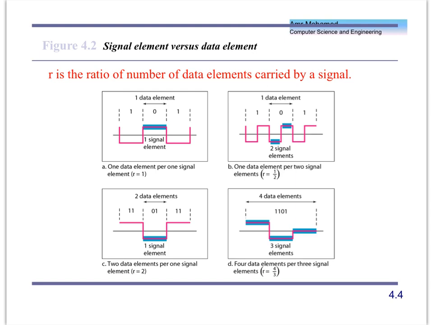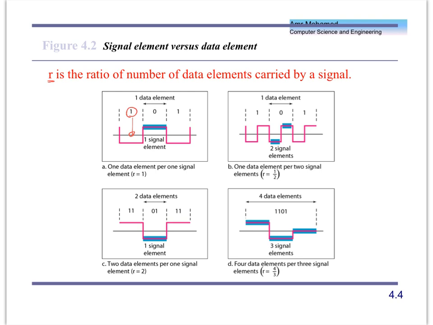So before we can get to that, we need to define certain very important metrics, actually. One of them is the ratio R. R is very simple. It's the ratio between the data elements and the signal elements. So if we have 1 data element represented by 1 signal element, in that case, we need 2 different signal elements, for example, 1 positive and 1 negative. And in that case, R is 1 over 1, which is 1.